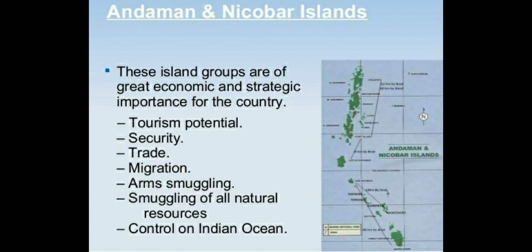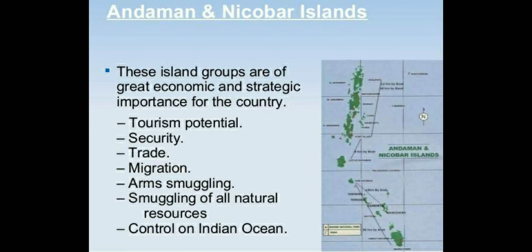Have a look. These island groups are of great economic and strategic importance for the country. Number one, tourism potential. You can go and visit and enjoy the place. Many of my students are there. They sometimes say, sir, come once. We have got arrangements. We will show you everything. There are many Bengali people living there. This is the fact.